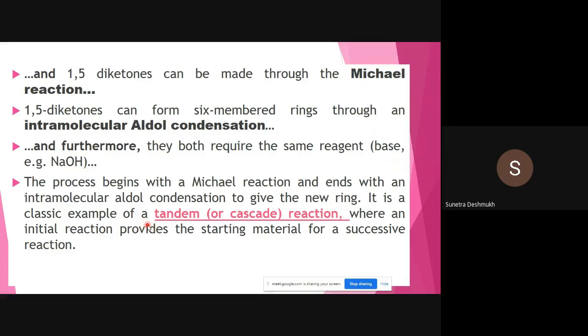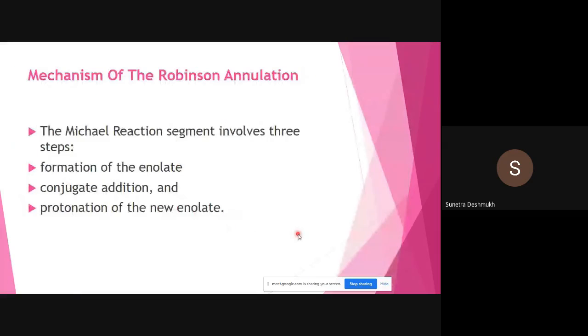Okay, so this is a cascade reaction. A cascade reaction is nothing but using the starting material which we have prepared in the previous, initial reaction for the next step or the further reaction. So this is the tandem or the cascade reaction. So, the mechanism of the Robinson annulation reaction.